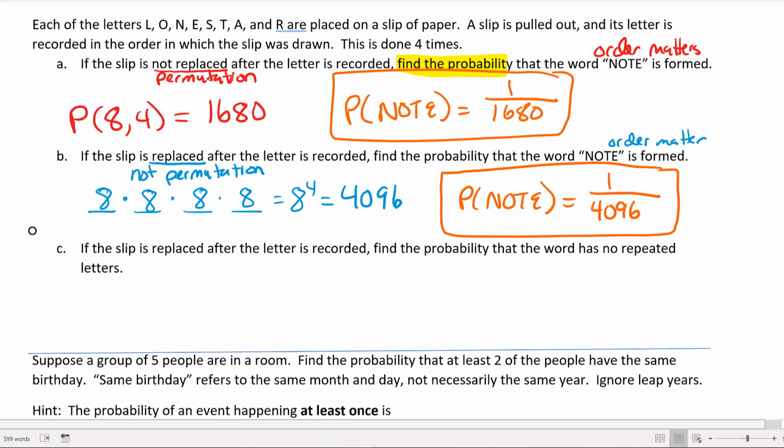Now let's change it up one more time. If the slip of paper is replaced after the letter is recorded, find the probability that no words have repeated letters. So you keep putting the slip of paper back in, and you're hoping not to pick that again. Okay, so we're looking for the probability of different letters this time, which is a possibility because you keep putting the slip of paper back in. Again, this is not a permutation because it's replaced.